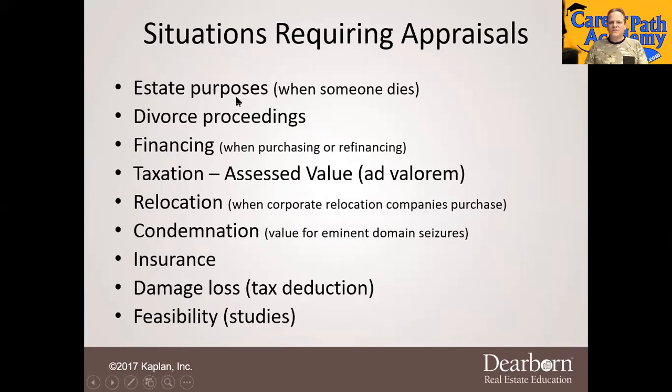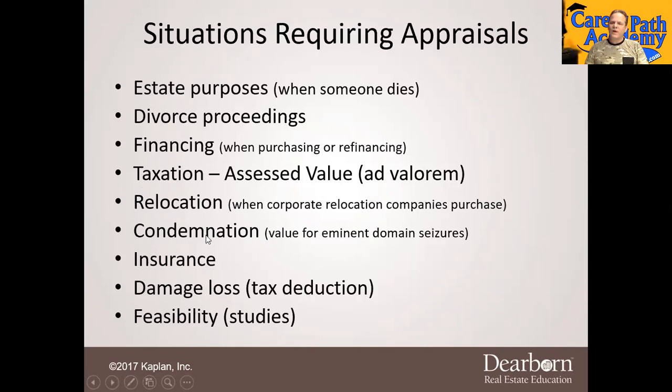When somebody dies, for estate purposes, for divorce proceedings, right, to divvy up the assets, for financing when you're buying real estate, right, you need to get an appraisal done, for taxation reasons. The assessed value, ad valorem, means that the property's taxed according to its assessed value. For relocation purposes, when relocation companies will sometimes purchase a property, they need an appraisal and to know how much it's worth. For condemnation, anybody remember what condemnation means?